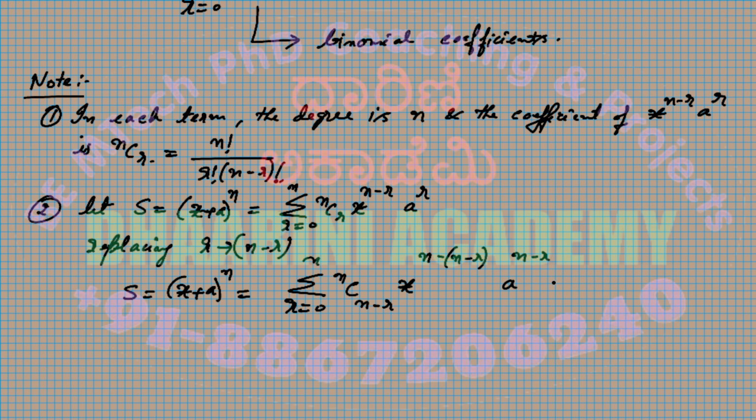All right, so this can be equivalently written as summation r equals 0 to n, nC(n minus r), x to the r, because n and minus n cancel, minus of minus r is plus r, x to the r, a to the n minus r. So this means you are simply rewriting the binomial expression in the reversed order.